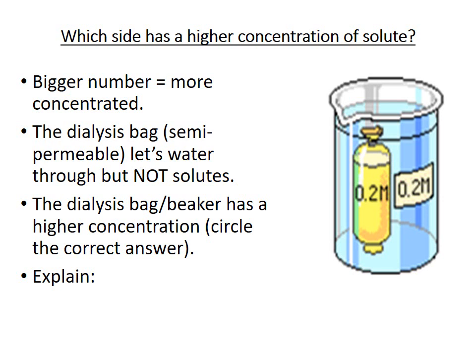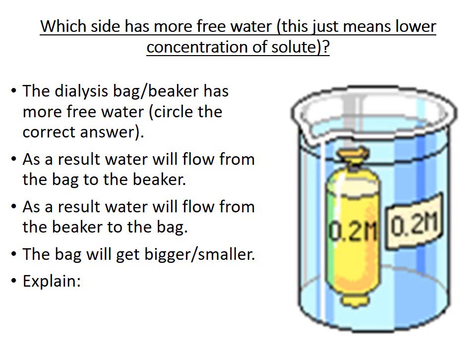So over here in this case, which one has a higher solute concentration? Well, if you look at this carefully, they both have the same concentration. We still have a dialysis bag that's semi-permeable, so only water can go through it. So the dialysis bag or the beaker has a higher concentration? Well, none. They both have the same concentration this time. And so what will happen to the size of the bag? Well, let's take a look. The dialysis bag and beaker both have equal amounts of free water, let's just say.